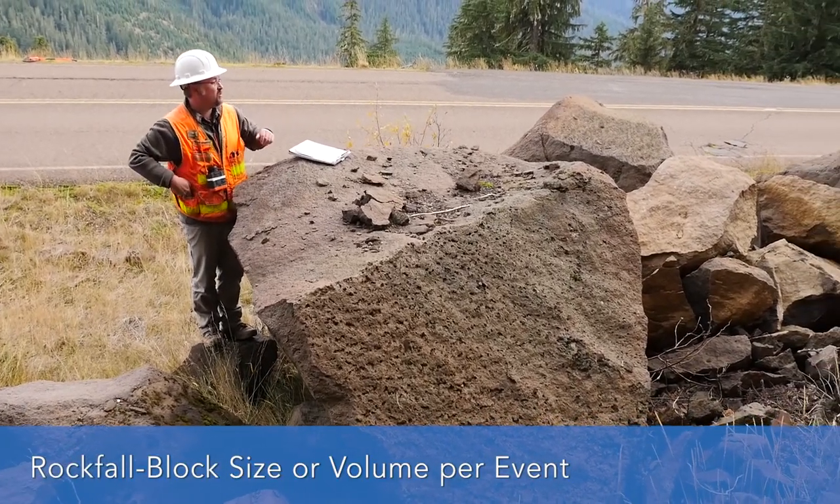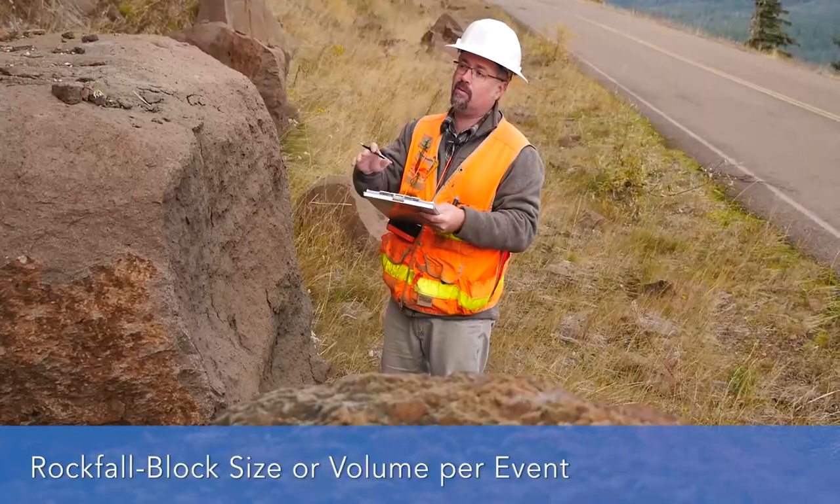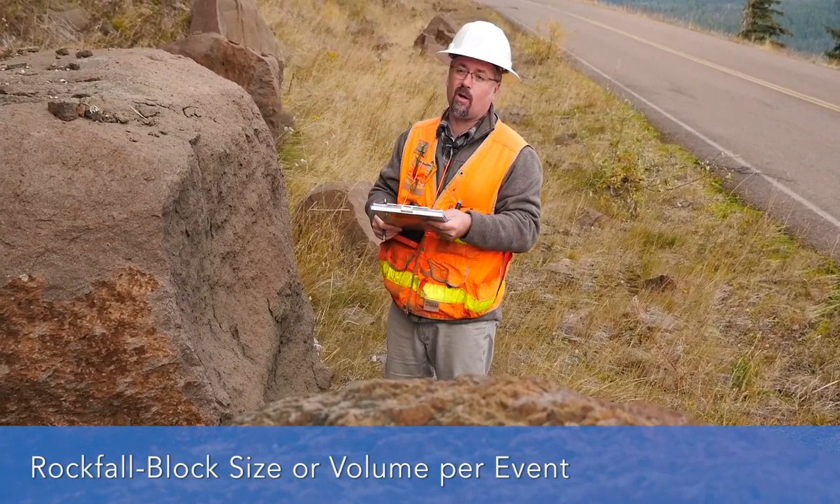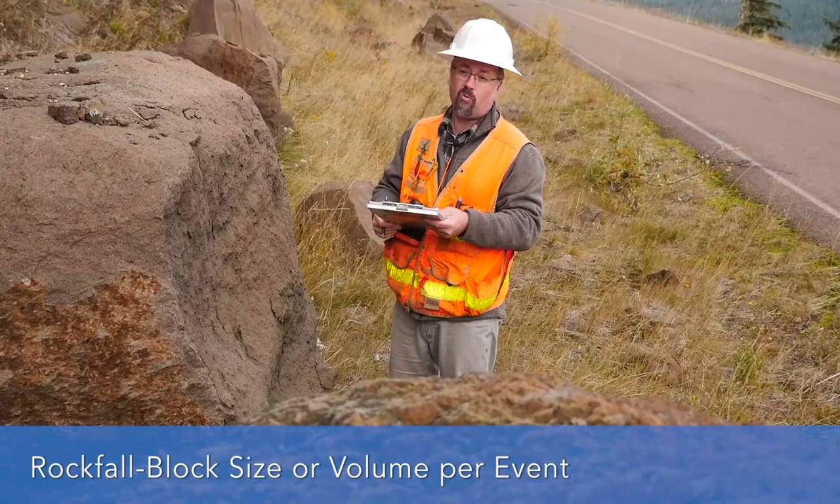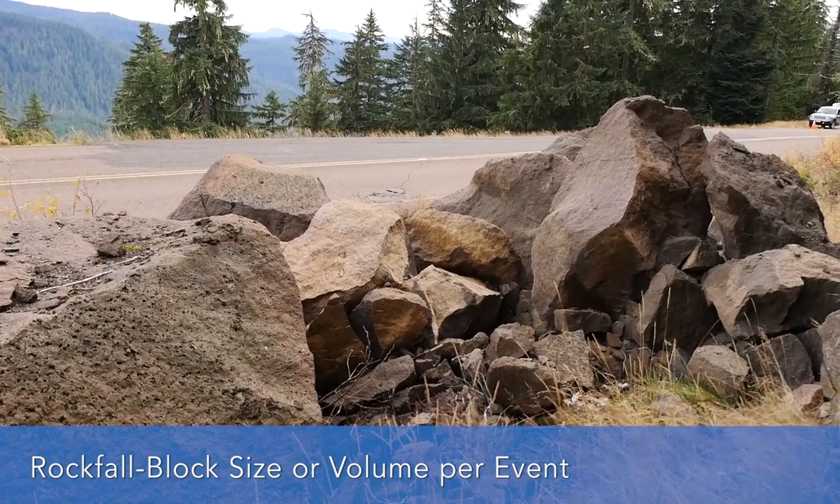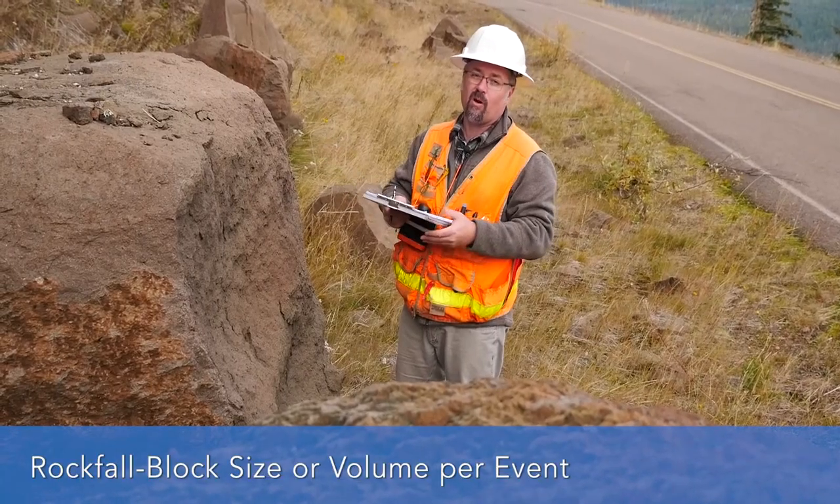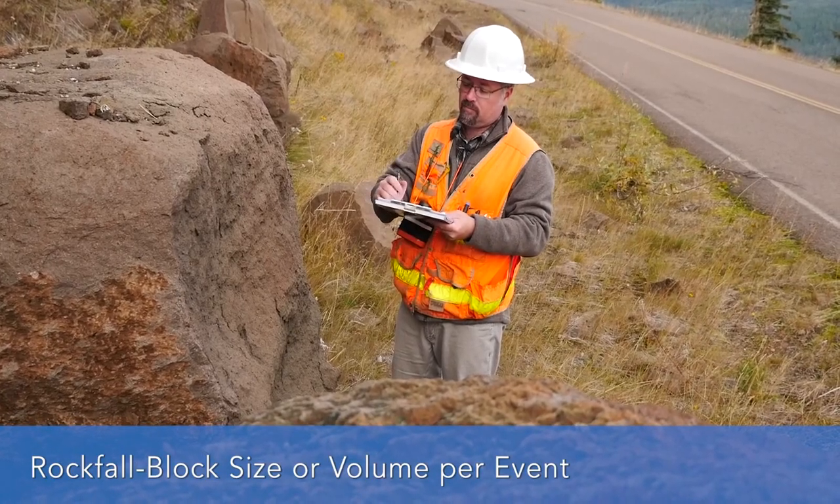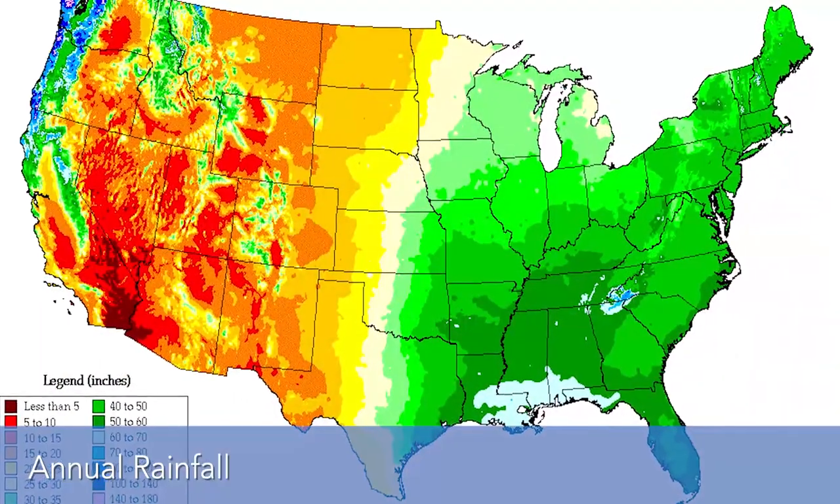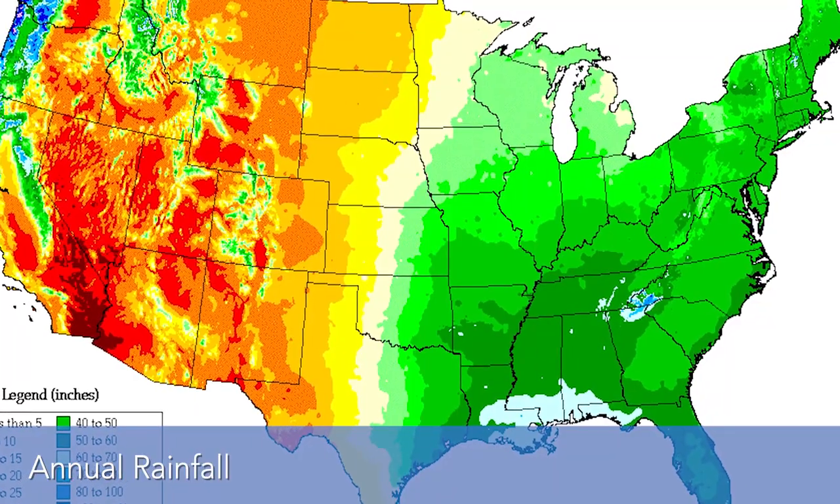If it's a volume estimate, you can look at the different size of the rocks and the quantity of rocks in the slope. Here they both would max out because the rocks are large and also a large volume of rocks came down at once. I marked down both.